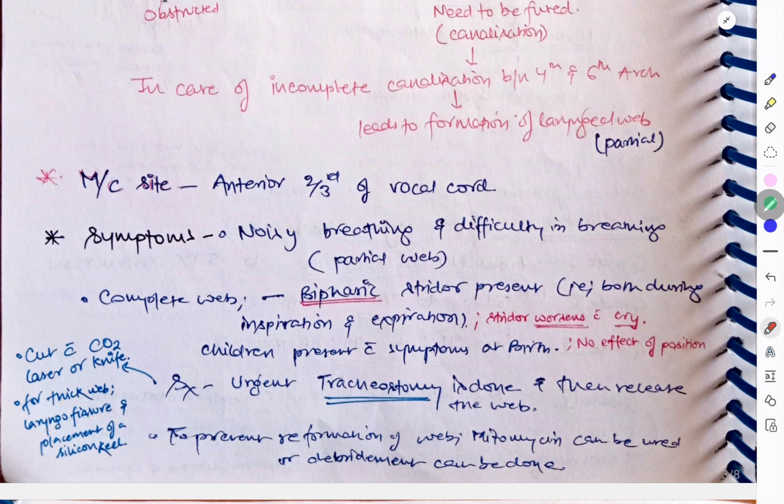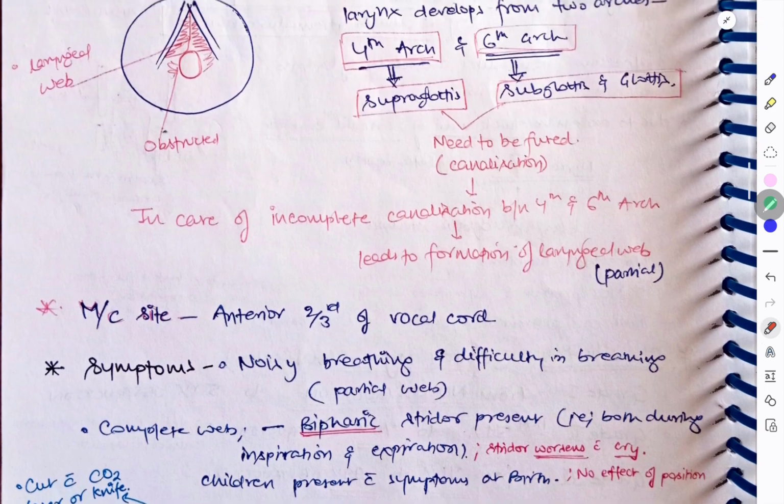So three things: urgent tracheostomy, cut with carbon dioxide laser or knife, and for a thick web, go for laryngofissure and placement of silicone keel. To prevent reformation of the web, mitomycin can be used, and debridement can be done. So this was about the laryngeal web.